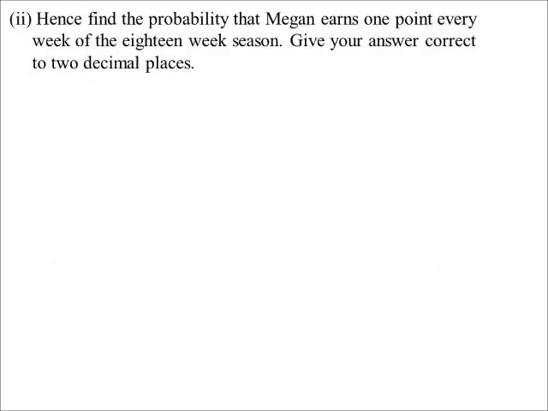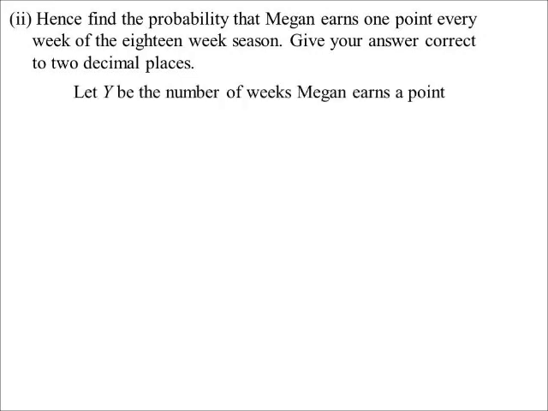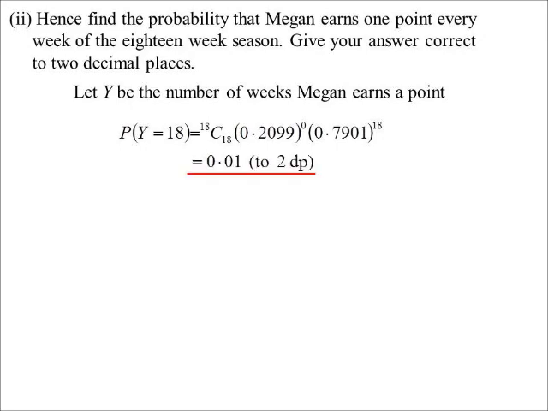Hence find the probability that Megan earns 1 point every week of the 18-week season. So now, new question, Y is now going to be the number of weeks that she does earn a point. So we're saying, what's the probability that Y is 18? And we just worked out the probability of earning a point is 0.7901. So therefore, not happening is 0.2099. Probability of happening to the power of 18, not happening to the power of 0. And we get 0.01 to 2 decimal places.